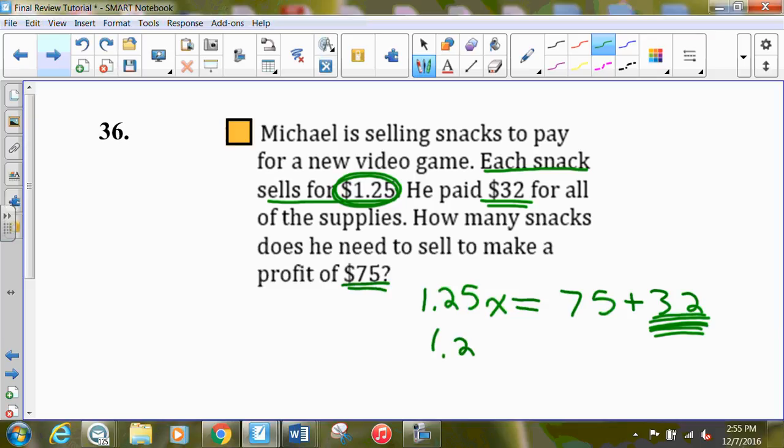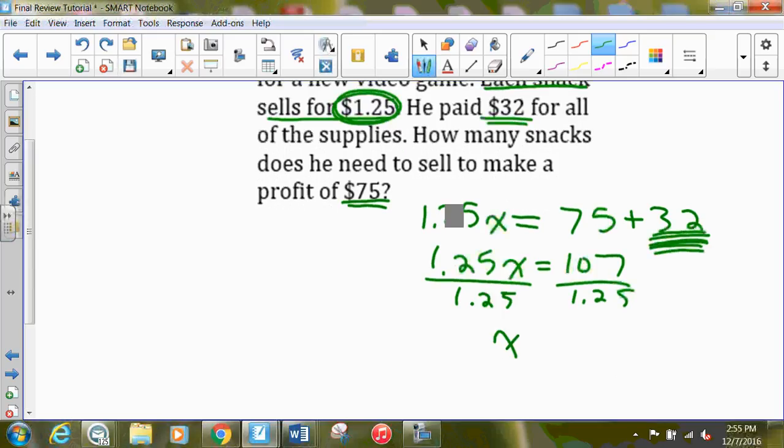All right, so let's go. 75 plus 32, that's going to be 107. And then we're going to solve for x. We've got x equals 107. Let me turn on my calculator, that might help. Okay, so 107 divided by 1.25 equals 85.6, which leaves us with, can Michael sell 0.6 of a snack?